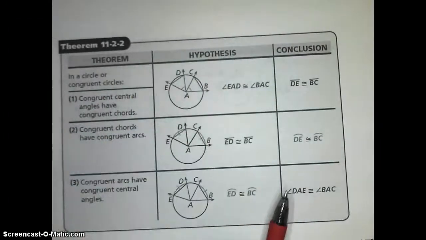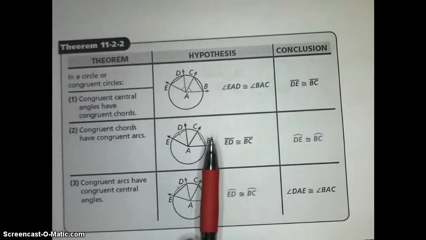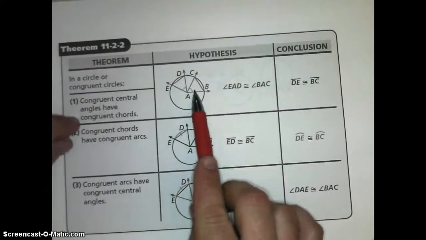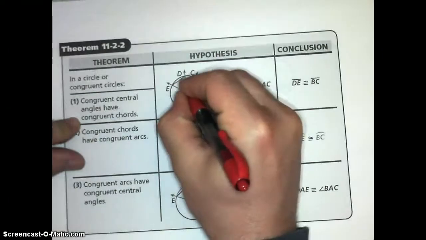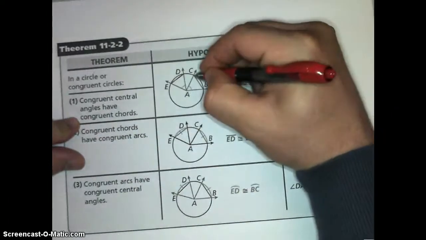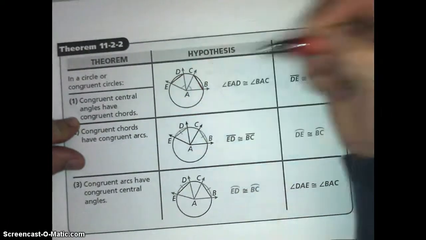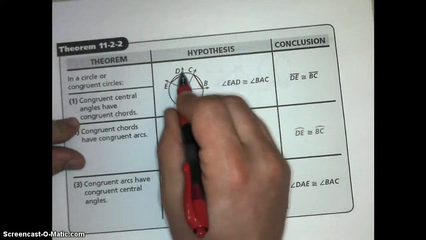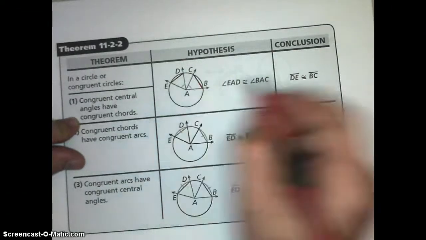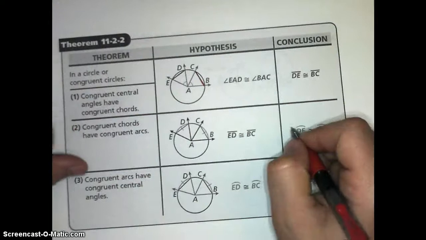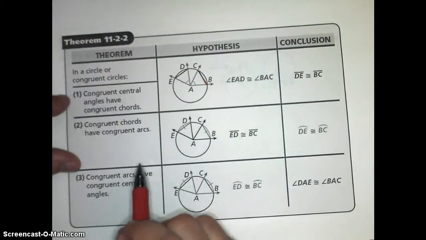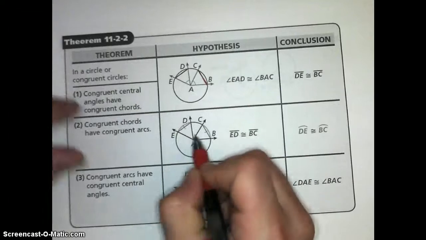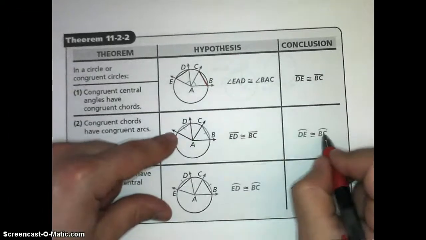Here are the three main characteristics of congruent arcs. In a circle or congruent circles, congruent central angles will have congruent chords. Okay, we have our chords that go along with these arcs. So if I know these angles are congruent, I know chord DE and chord BC are congruent. And if I have congruent chords, then I know the arcs are congruent. So if I know these chords are congruent, I know the arcs are congruent.